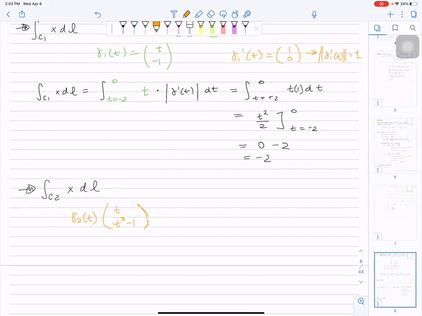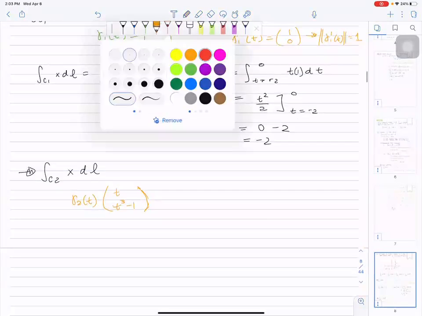Because we're choosing t as our x, if you plug in t for x, this becomes t cubed minus 1, which is y. So that's how I get the second thing. This is my parameterization, and then we follow the same steps.